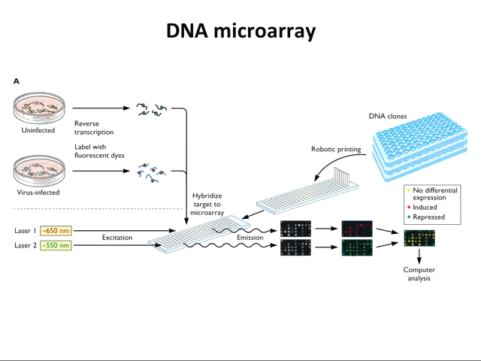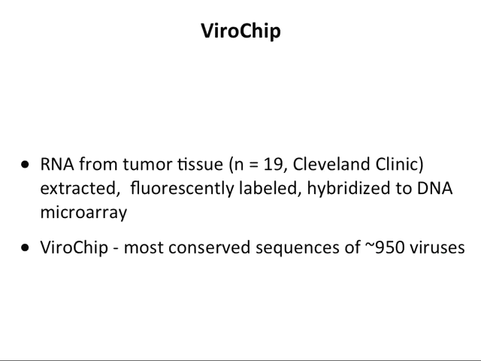So in this experiment, they did this with just DNA or RNA from prostate tumors. They do a microarray. And on the slide was not cellular mRNA, but viral sequences. And so this is called the VIROchip. It was developed by Joe DeRisi at UCSF. And this VIROchip contains the most conserved sequences of about 950 different viruses. So it's a scan to say what virus is in this sample.